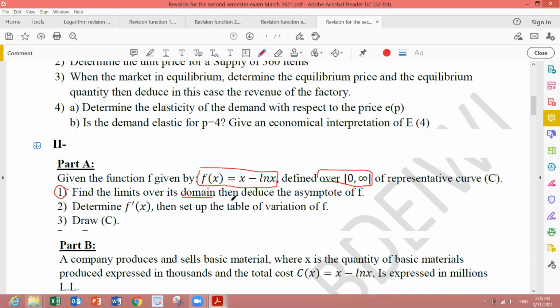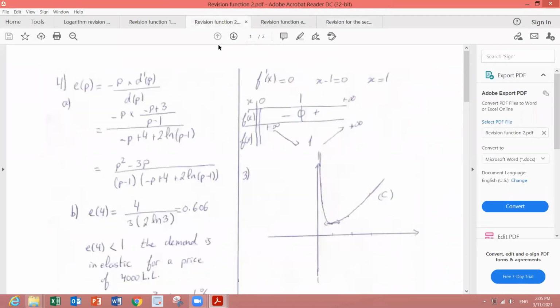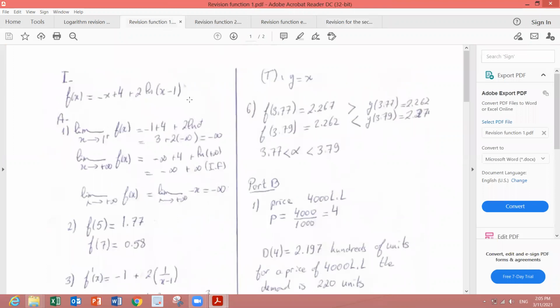What is the limit as x tends to 0 of f(x)? How much is ln 0? Minus infinity. Minus infinity. How much will be the limit? Plus infinity.